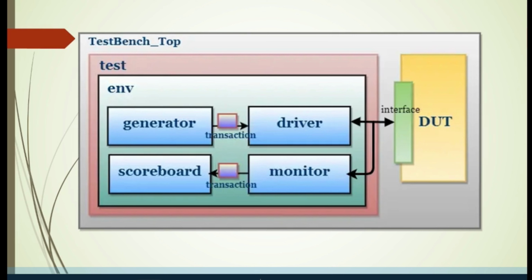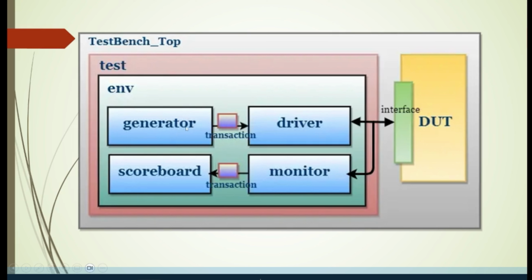Okay, so when you see this architecture, you can understand that this is a transaction. Transaction is nothing but some packets of data. That means whatever input data that you are sending to the DUT is called the transaction. So this packets of data is present in your transaction code, which you will be sending to the generator, and from generator it will be going to the driver. So if you see here, the transaction should be present in generator as well as driver.